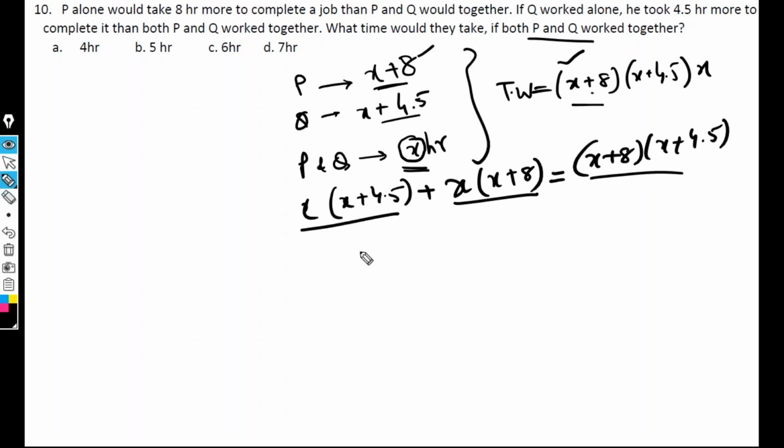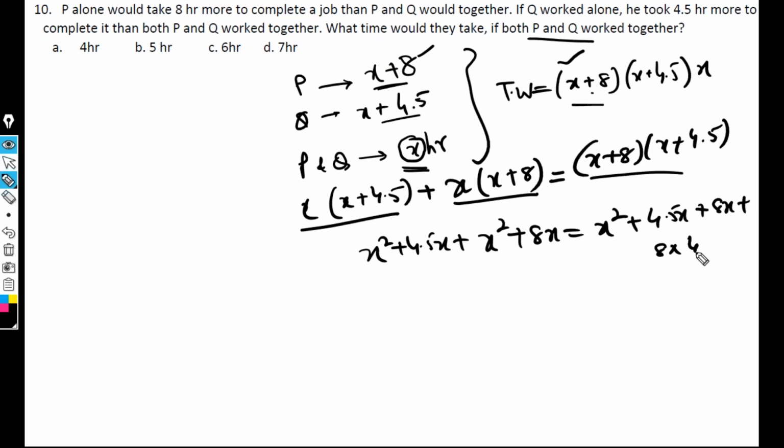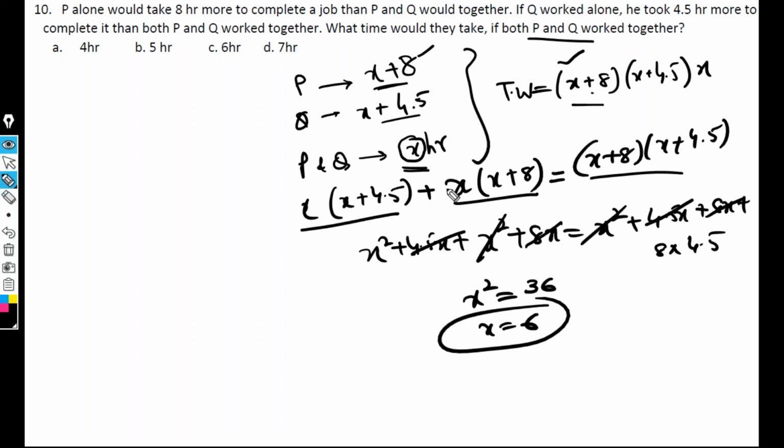So in this case, x square plus 4.5x plus x square plus 8x is equivalent to x square plus 4.5x plus 8x plus 8 into 4.5. So here you can observe that these values got cancelled out. This x square got cancelled out. So x square results in 8 into 4.5, which is 36. So x comes out to be 6. So this was there in the question. What would be the time taken by P and Q working together?